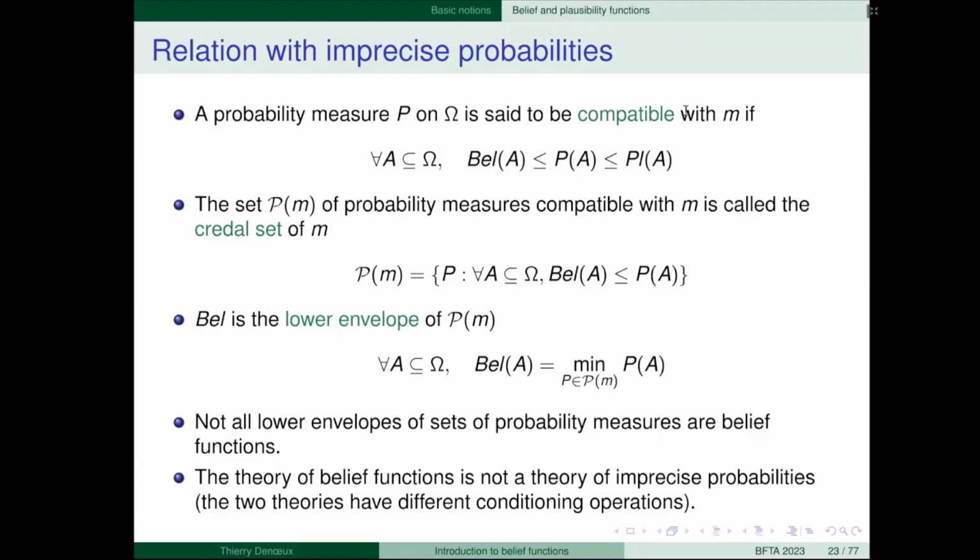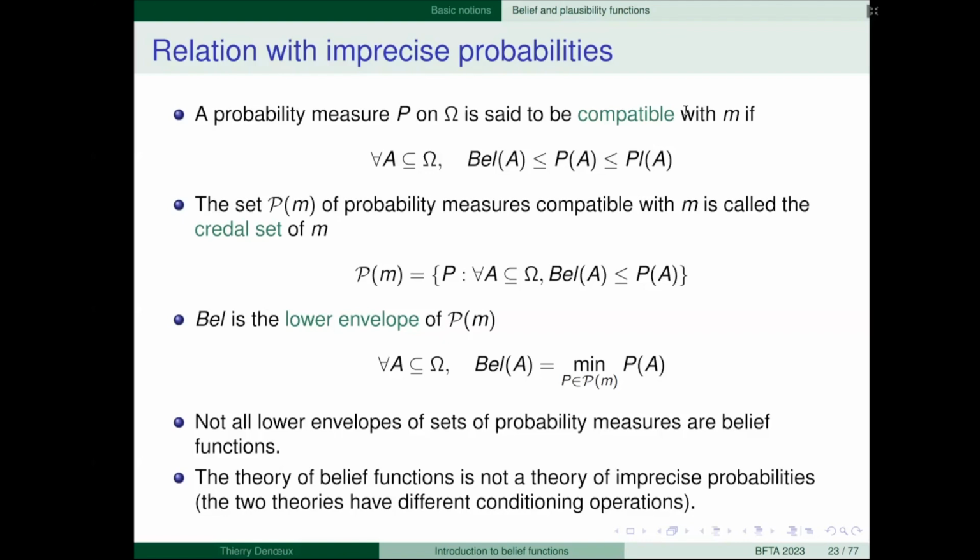So we can define the set P(M) of all probability measures compatible with M. This is called the credal set of M. So a belief function defines a whole family of probability measures which are compatible with it. And we also have that the belief function is the lower envelope of that family of probability measures, meaning that for any event A, Bel of A is the minimum of P of A for all compatible probability measures P.